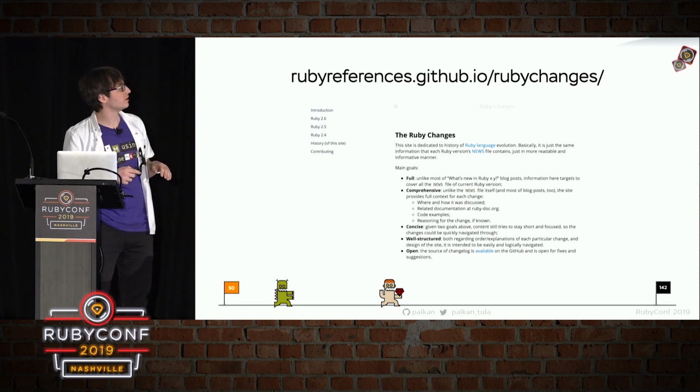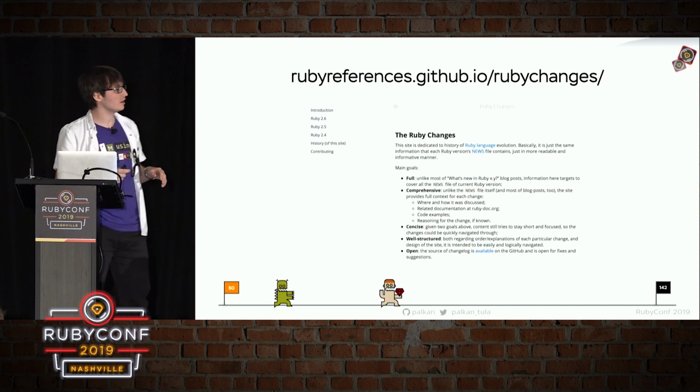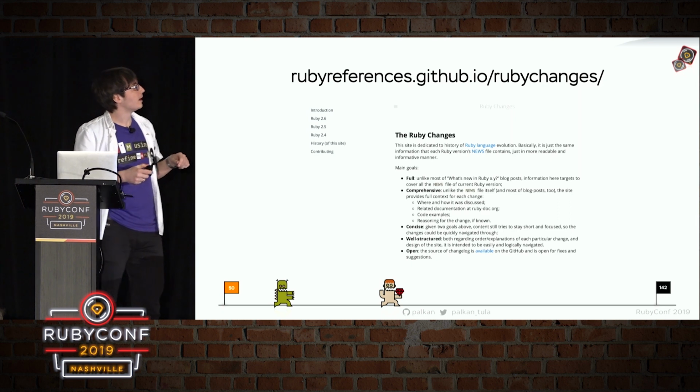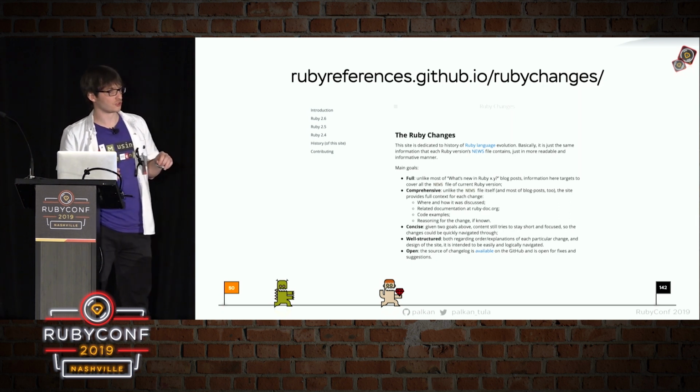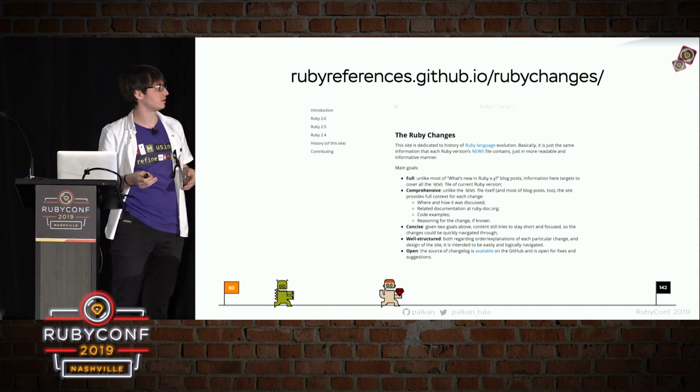If you're interested in following the Ruby changelog in a good and readable way, I highly recommend checking this website: rubyreferences.github.io/rubychanges. It's maintained by Victor Shepelev, who gave a talk on Wednesday. It's a really cool source of truth for the Ruby language, for changelogs, for the language itself.